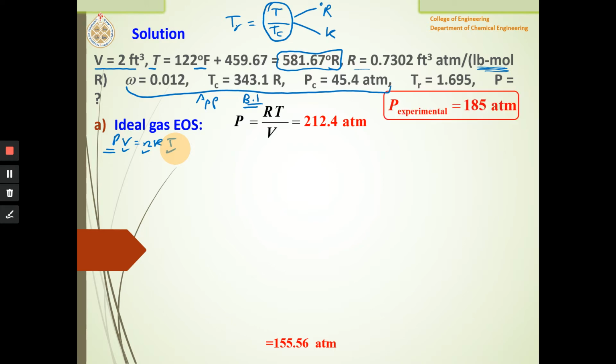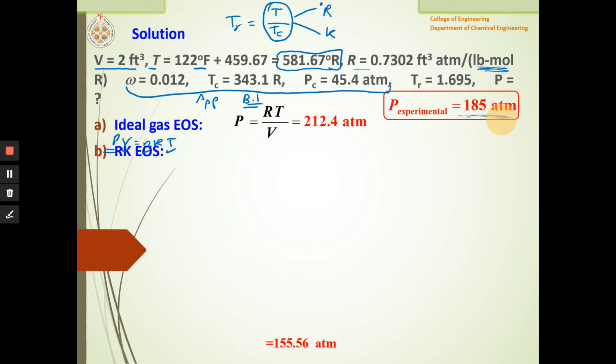Now, with the experimental values, they found that the pressure is 185 atm. You can see there is a difference. It is deviated from ideal gas behavior. The real case is not actually an ideal gas, but based on the ideal gas we are getting a maybe acceptable result. That is with regards to the ideal gas.